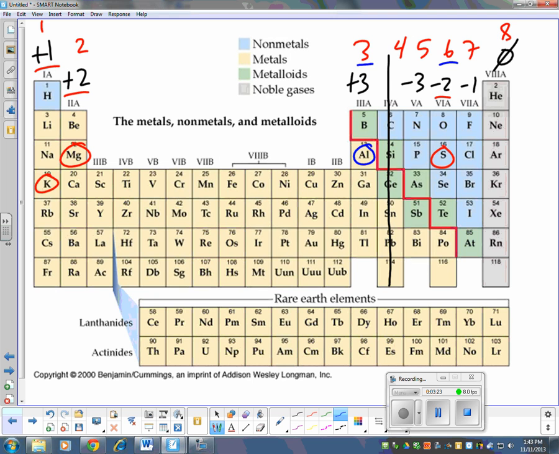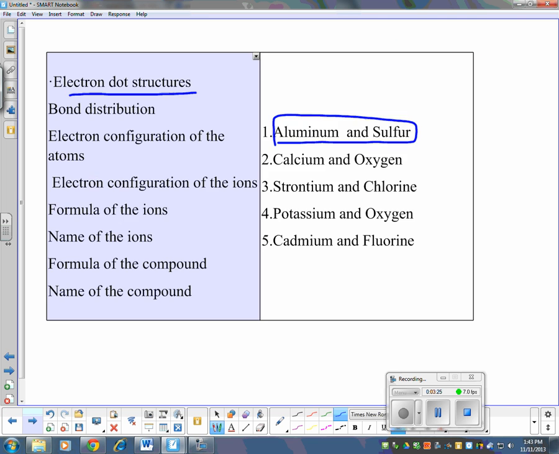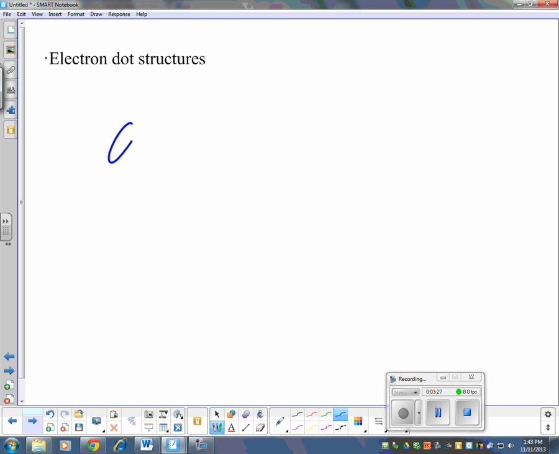So what's it going to look like? You're just going to write aluminum and then 1, 2, 3, and then I'm going to do sulfur, which is going to be 1, 2, 3, 4, 5, 6. Now, the second thing you have to do is show the bond distribution. But there's an easy way to figure out what the ratio is. I teach that you should do the ratio first. It just makes it easy.